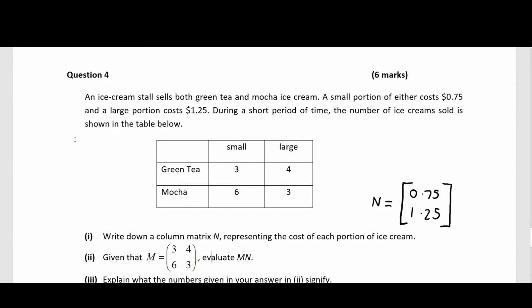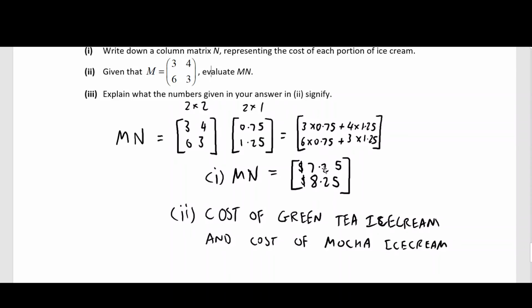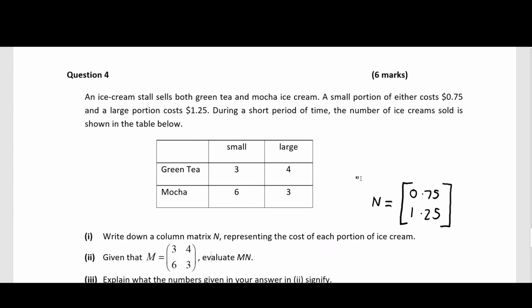All right. So what you'll find here is the mocha ice cream cost more. All right, because even though they've got more smaller ones, the cost of them, even though those are 75 cents each, they got so many of them that it outnumbered this one large extra that they got with the green tea.